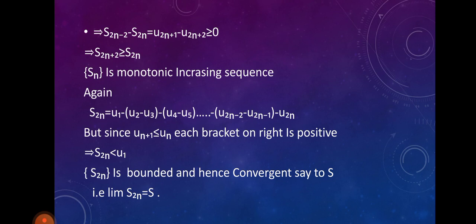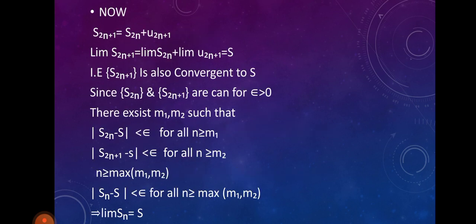So we can say that sequence S2n is bounded and hence converges to S. So that is limit S2n is equal to S. Now S2n plus 1 is written as S2n plus 1 is equal to S2n plus u2n plus 1. So we can write limit S2n plus 1 is equal to limit S2n plus limit u2n plus 1. So we get S. That is, sequence S2n plus 1 is also convergent to S.